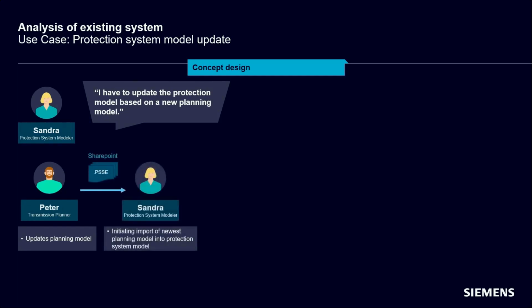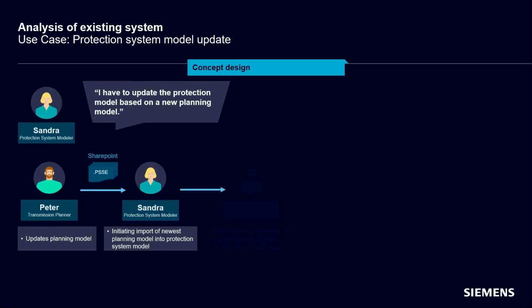However, in the next step, the updated planning model is not shared via email or PDF, but is, for example, shared directly with a point-to-point interface between the transmission planning tool and the tool Sandra is using for the protection simulation modeling. This can be, for example, with the PSSE format. That means Sandra can now automatically import the newest planning model into the protection system model and doesn't need to collect all the changes manually.